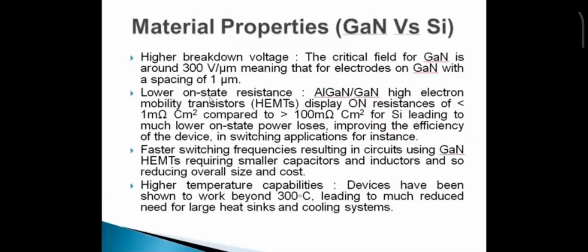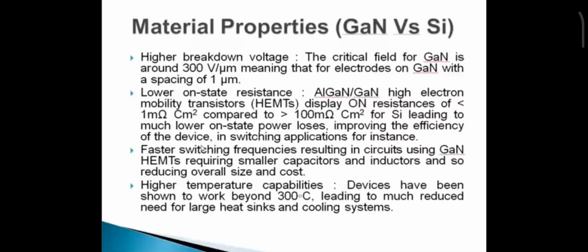Aluminum gallium nitride and gallium nitride high electron mobility transistors display on-resistance less than 1 milliohm centimeter square, compared to silicon, which has very high on-resistance, about 100 milliohm centimeter square. This is one of the advantages of gallium nitride over silicon, leading to much lower on-state power loss. This will improve the efficiency of the device in switching applications, for instance. Another is the advantages of gallium nitride over silicon.